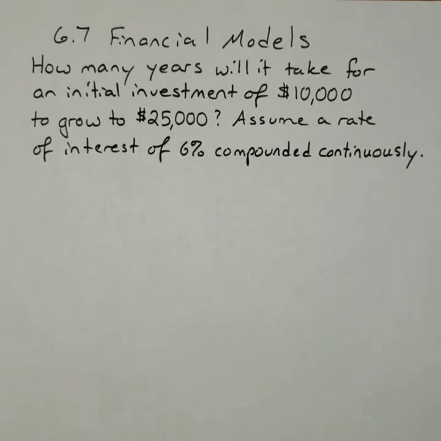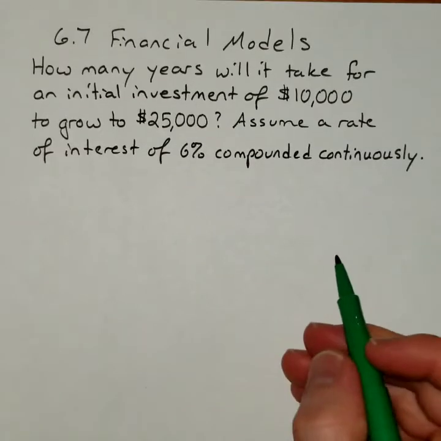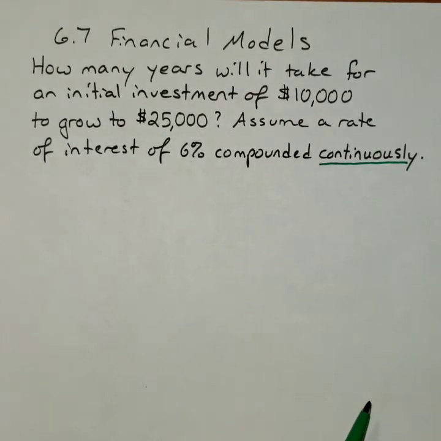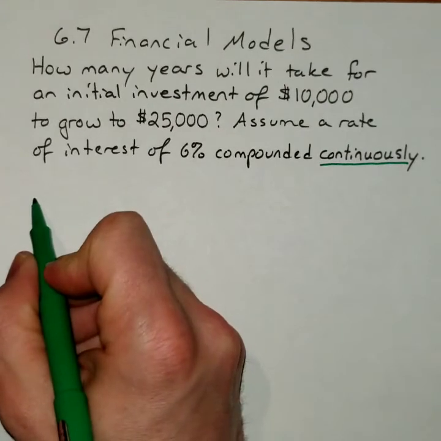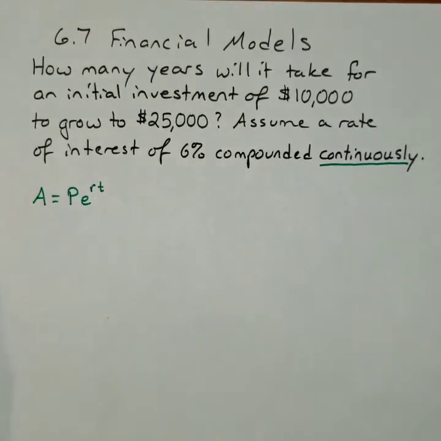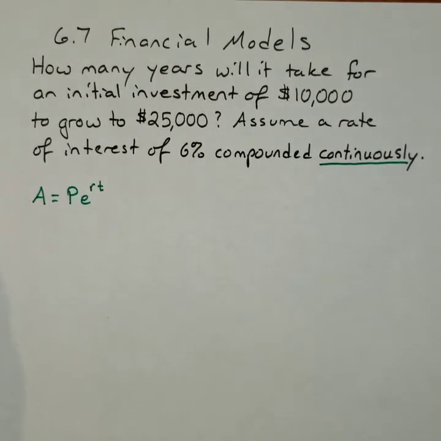So the first thing I look for in any of these problems is what kind of compounding we're looking at, because that will determine the formula that we use. And so I see right away that we're compounding continuously. Well, the formula for continuous compound interest is A equals P times e to the rt. Sometimes I call that the PERT formula. So this formula we talked about in the last video. We can plug in the necessary information because we have everything we need.